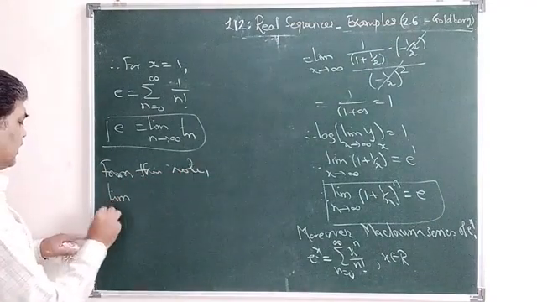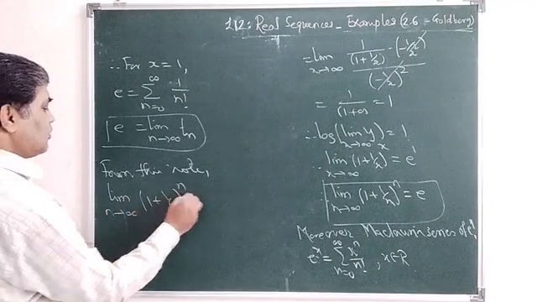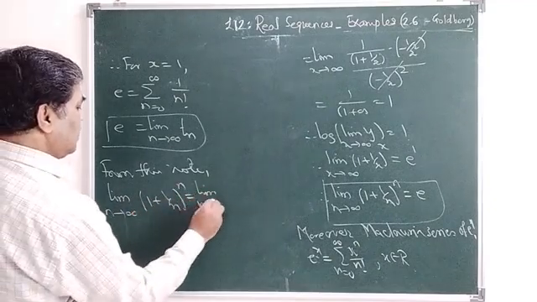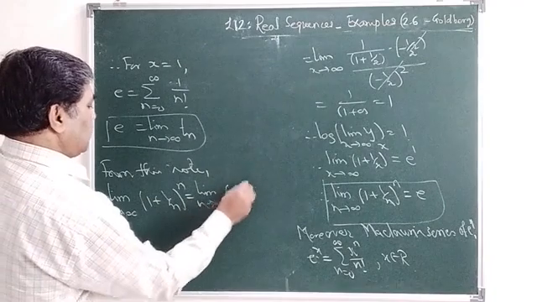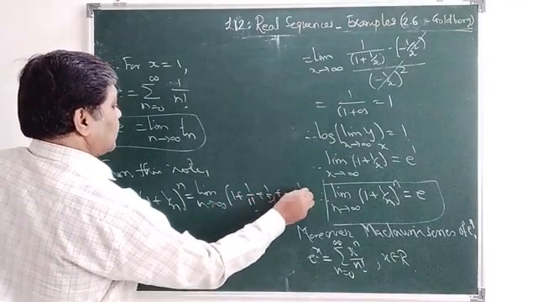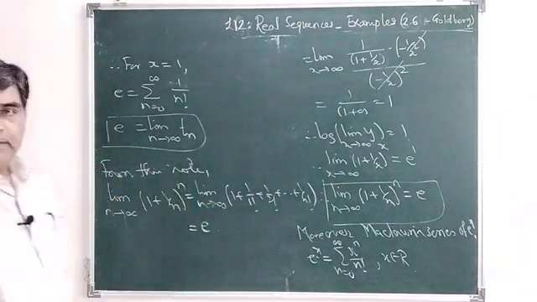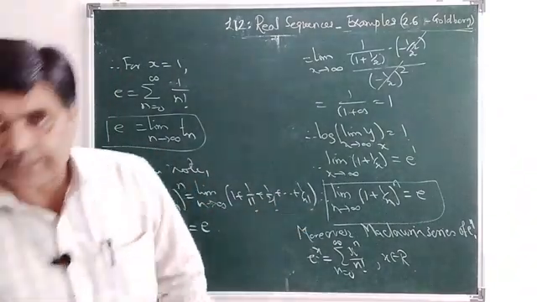the limit as n tends to infinity of (1 plus 1 upon n) raised to n is equal to the limit as n tends to infinity of 1 plus 1 upon 1 factorial plus 1 upon 2 factorial plus dot dot dot plus 1 upon n factorial, which is e. Both are exactly e.